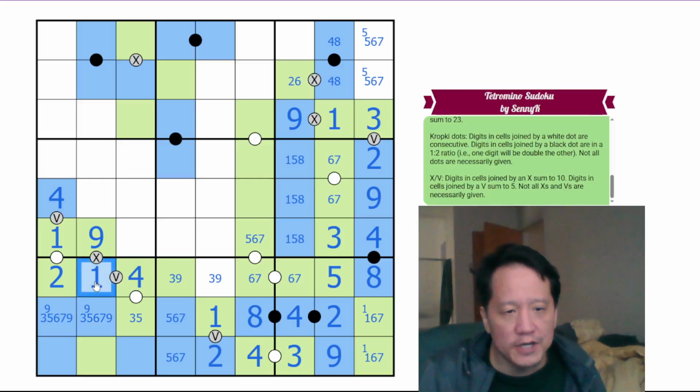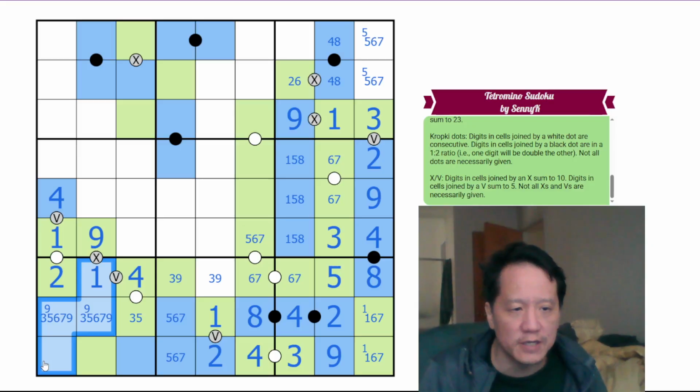So we have 1 and 9 here. The other two digits must add up to 13. 23 minus 10 is 13. You can't have 9, so no 4, 9. It's either 5, 8 or 6, 7. We're not sure which. This also adds up to 23. We're guaranteed 2 and 5 here.